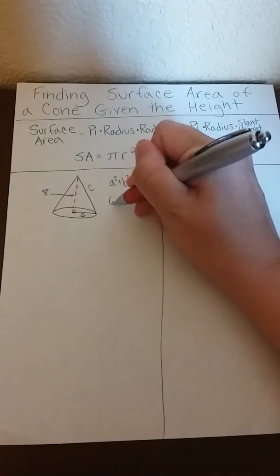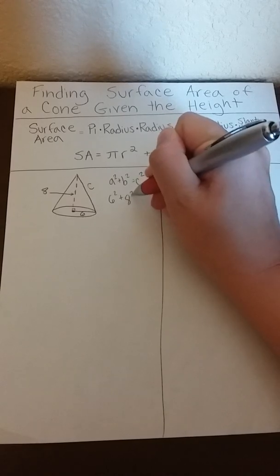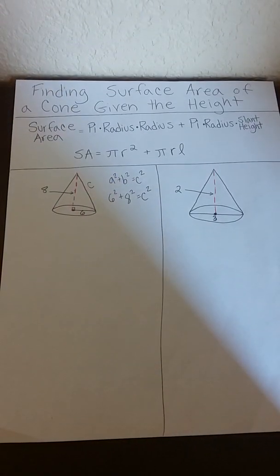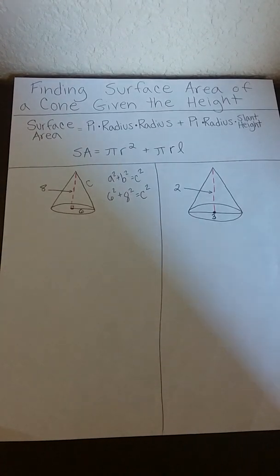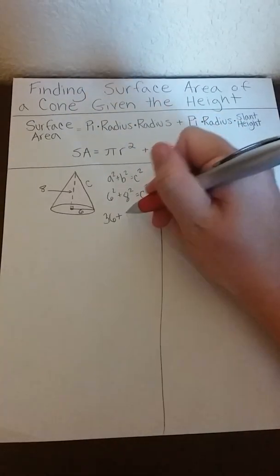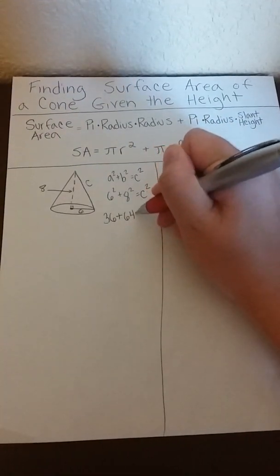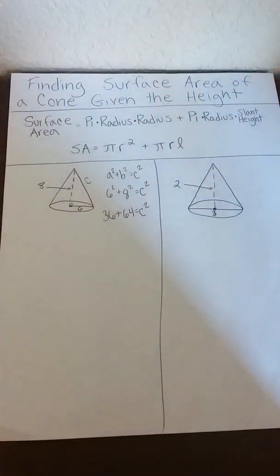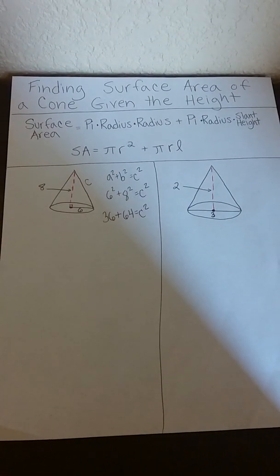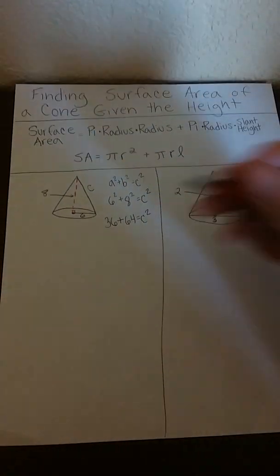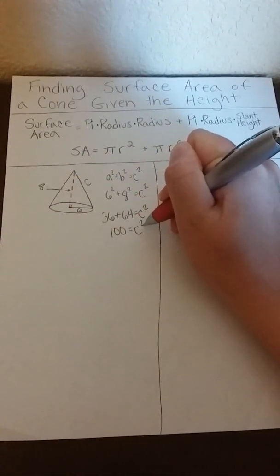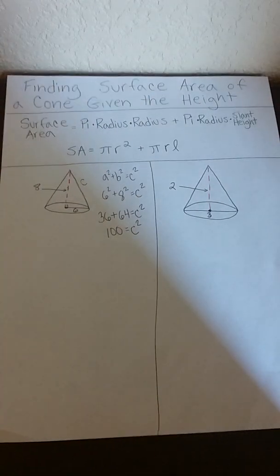So now we have 6 squared plus 8 squared equals c squared. I'm going to go ahead and multiply those. 6 squared, or 6 times 6, is 36. 8 squared, or 8 times 8, is 64. And that equals c squared. I'm going to add 36 and 64 together because they're on the same side of the equation. 36 plus 64 is 100. So now I'm at 100 equals c squared.